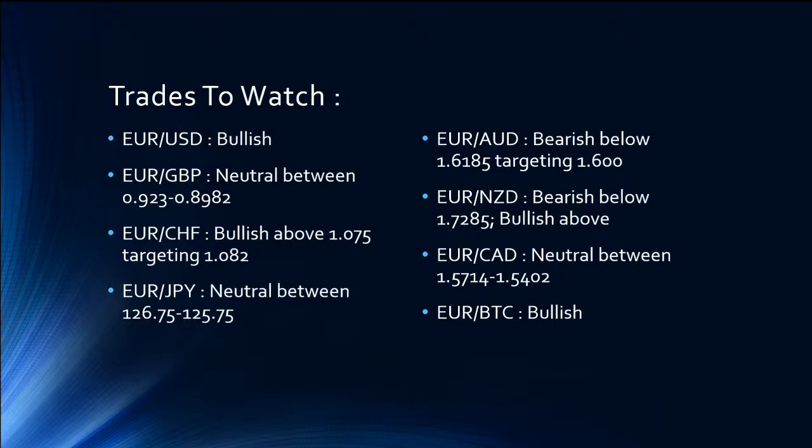For the euro New Zealand dollar, we are bearish below $1.7285. We're bullish above that level. The euro Canadian, we're neutral between $1.5714 and $1.5402, or euros rather. And for the euro Bitcoin, we're obviously very bullish.